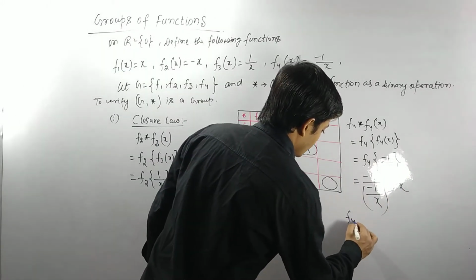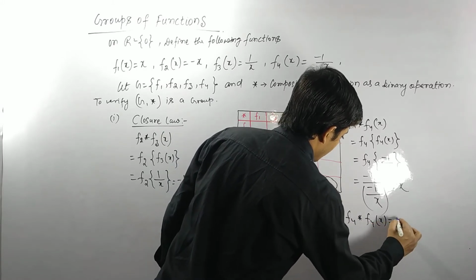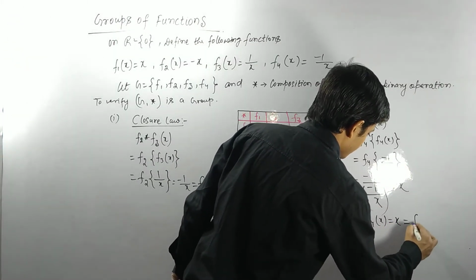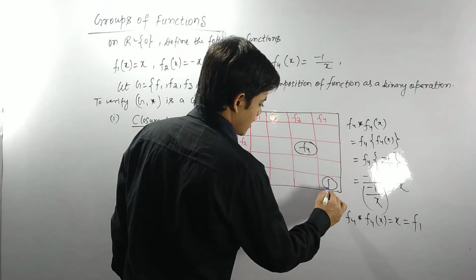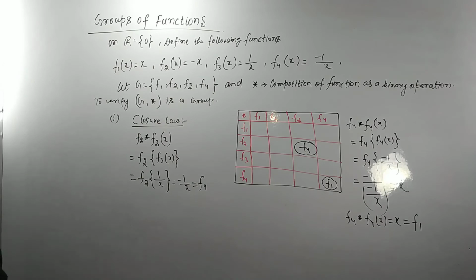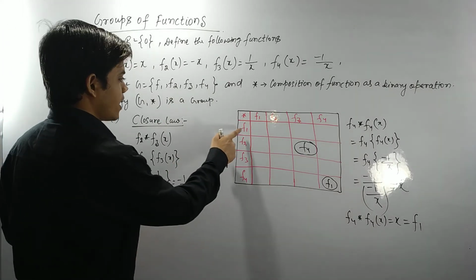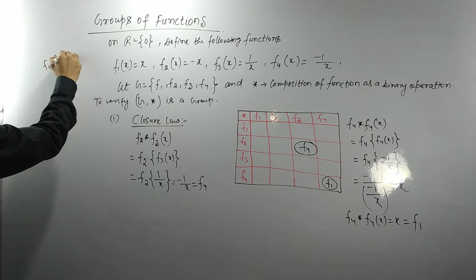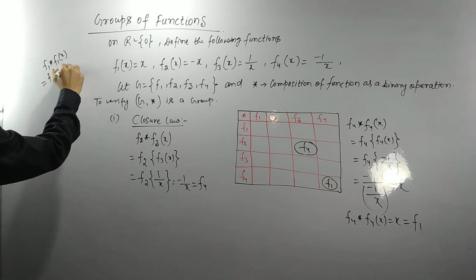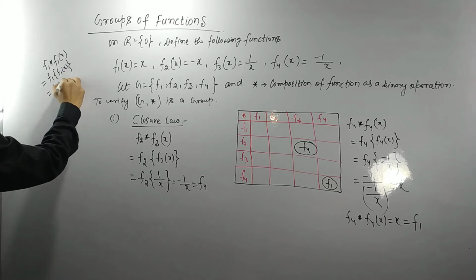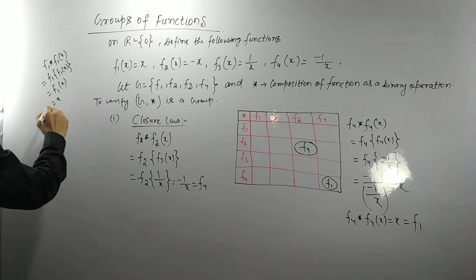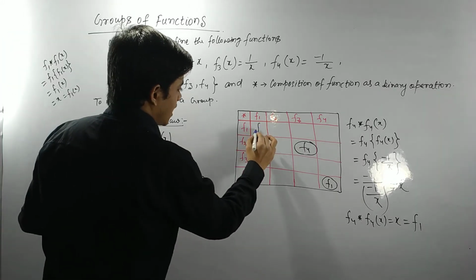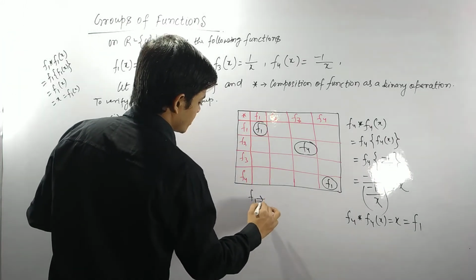So finally, f4 star f4 of x is x, and this is what? F1. All right, so this is f1 here. Okay, and f1 is the identity here, because if you do f1 star f1, then what will you get? F1 star f1 of x, then what does this mean? F1 of f1x, and f1x is x, therefore this is again x. So this is f1x. So certainly this f1 is the identity.